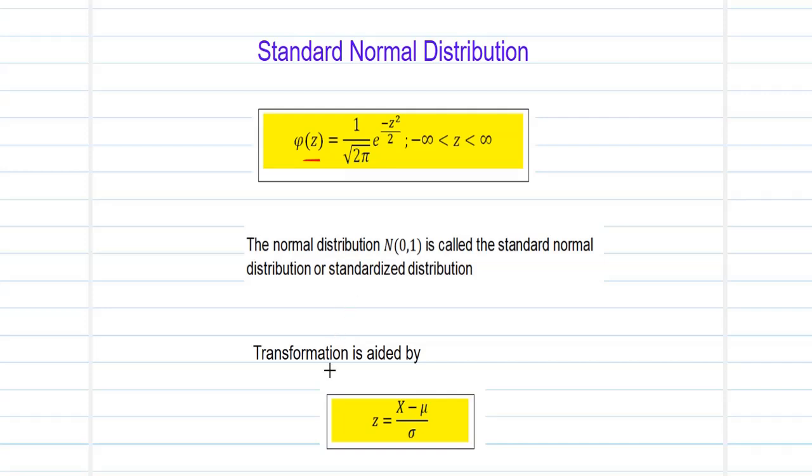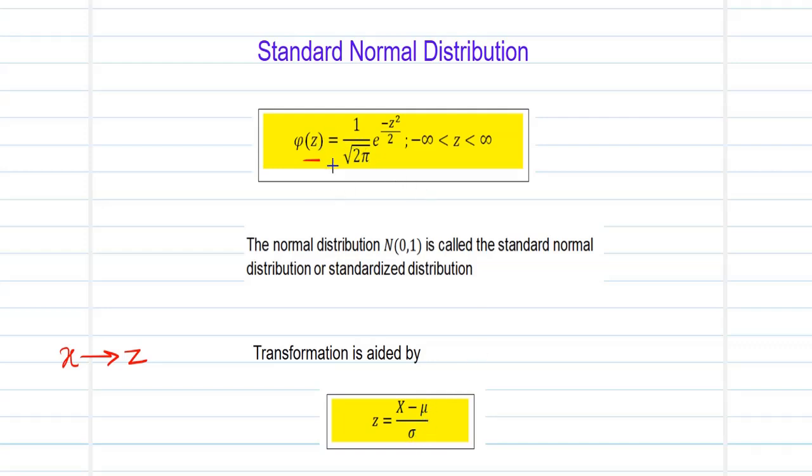So how is this transformation aided? Transformation means change of one format to another format. So from the x format, I have transformed it into z format. So how is this transformation given? z is equal to x minus mu divided by sigma. So the transformation from x to z is aided by z is equal to x minus mu by sigma.